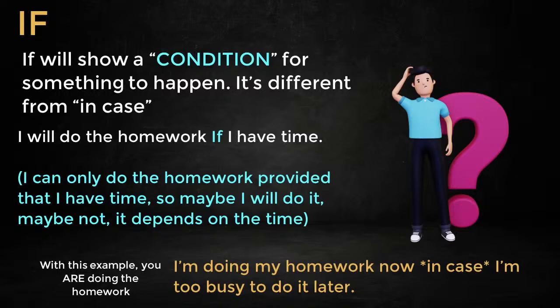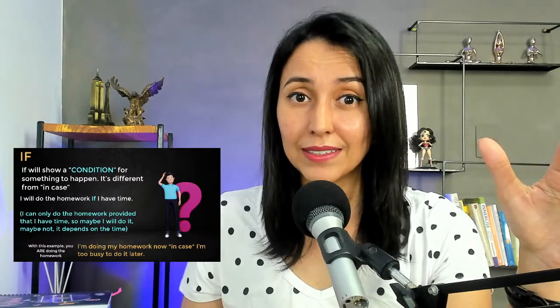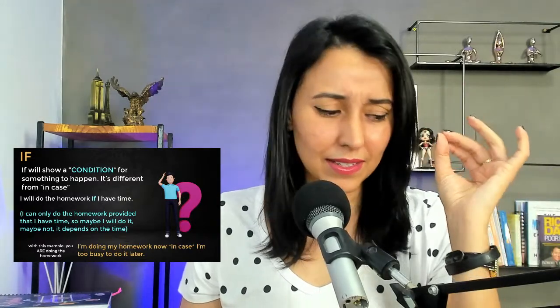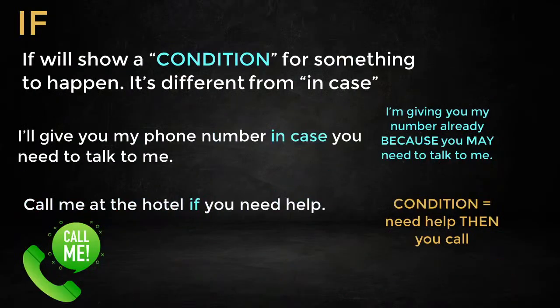So with the previous example I gave you, I'm doing my homework now in case I'm too busy to do it later. I'm doing it. There's no condition. I'm already doing it. So this part should make it crystal clear for you to understand the difference between them.